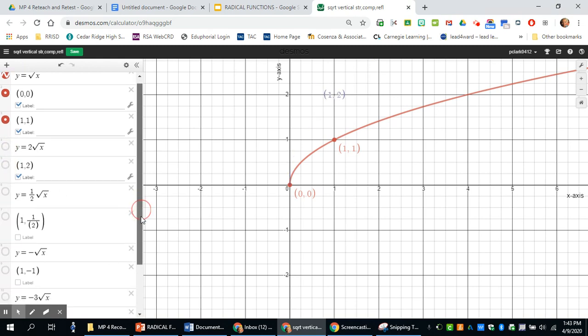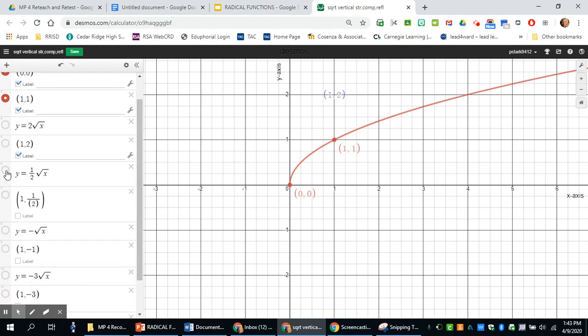What happens if we do a vertical compression? So we're going to compress this thing by 1/2. You can see the function over here on the left. And again, we see that the y value of our reference point was decreased by 1/2. We multiplied 1 by 1/2, and there we are. We have our label there.